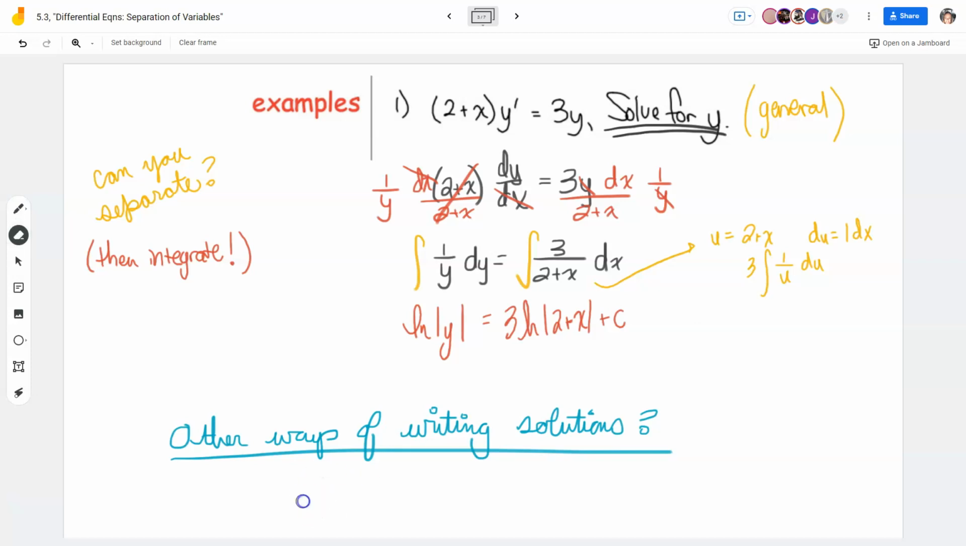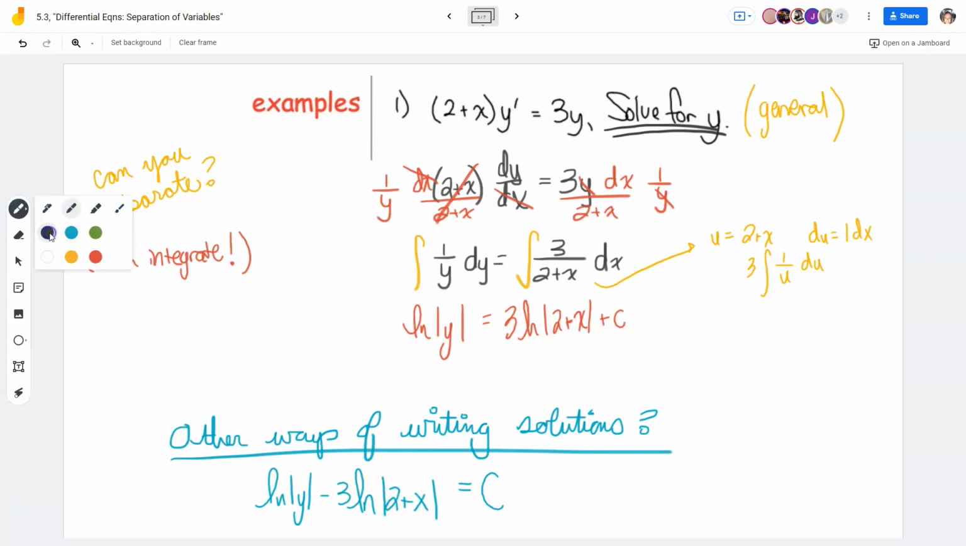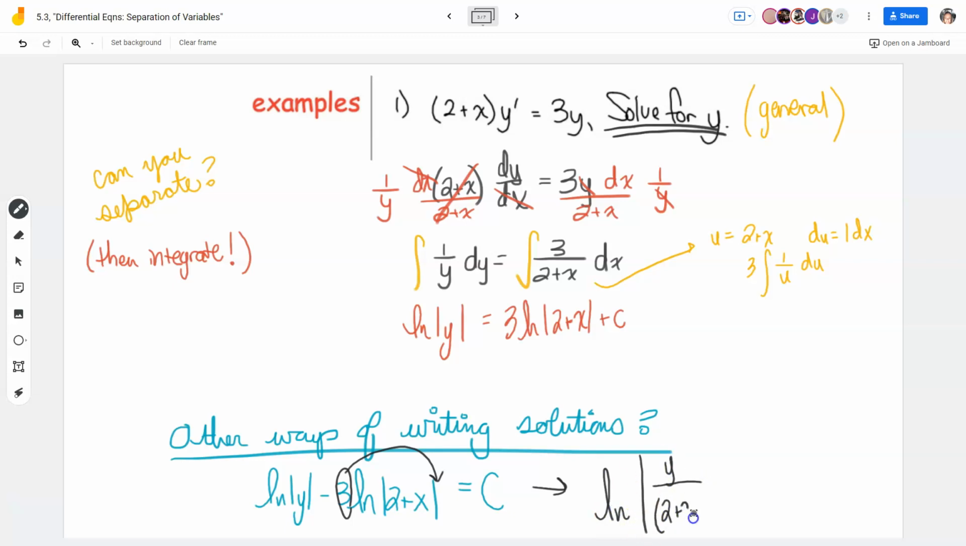So you could say C equals, to be honest, Lucas, if you don't mind, I would much rather have the C at the end, like a linear equation. And so then we would have, if we were writing it a different way, it'd be ln of absolute value of y minus 3 ln of 2 plus x, which is good and all, but technically I wouldn't say you should stop there. Because you could also go ahead and put that up and do a quick little ln of y over 2 plus x cubed equals c.